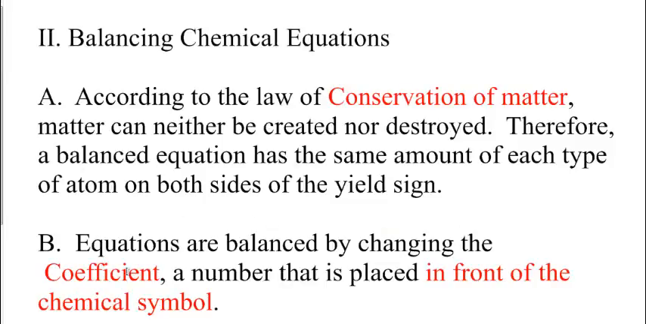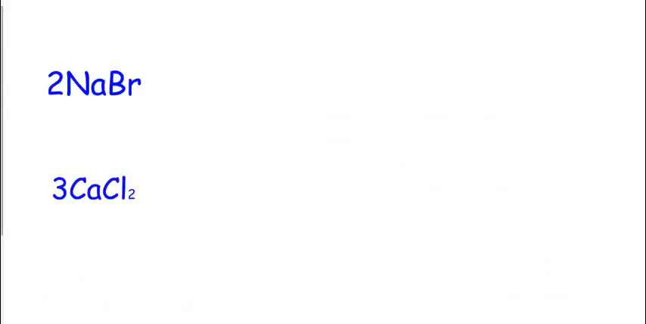Letter B, equations are balanced by changing the coefficient, which is a number that is placed in front of the chemical symbol. It's like in algebra class when you put a coefficient in front of a variable like x or y. Here are some examples of coefficients in chemistry.